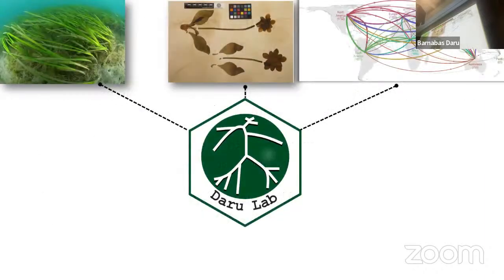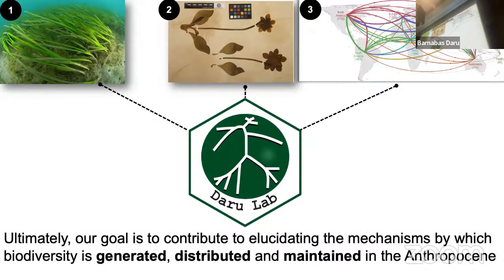So putting all this together, so far I've shown how our research helps to identify which unique communities to conserve, how there are differences in coverage between vouchers and observation records, and how we can understand changing distributions in the Anthropocene. And so ultimately, our research program seeks to contribute to elucidating the mechanisms by which biodiversity is generated, distributed, and maintained in the Anthropocene.